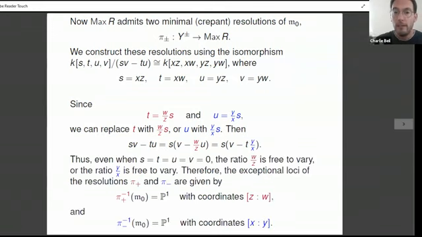Thus, even when all the S, T, U, and V are equal to 0, so we're at the origin, the ratio Y over Z is free to vary, or the ratio Y over X is free to vary. So therefore, it's called the exceptional locus of the resolution. This is the pre-image of the singular point M naught. They're both given by a P1 here, with coordinates ZW in the first resolution and XY in the second resolution. So we have these two P1s, these two minimal resolutions of our singularity.